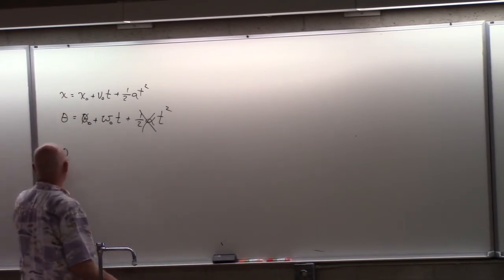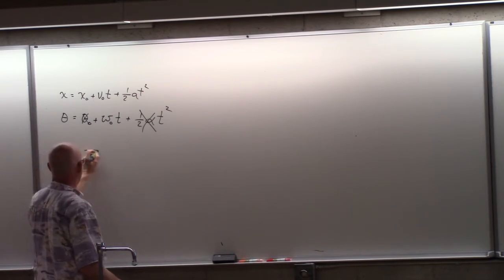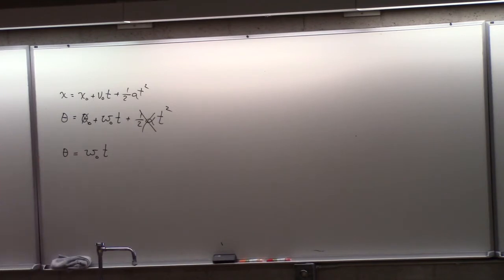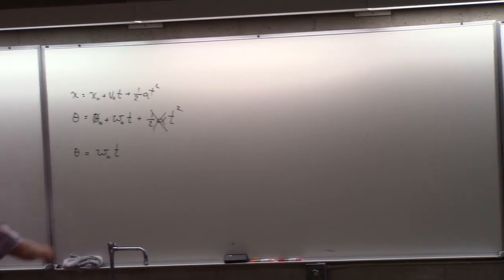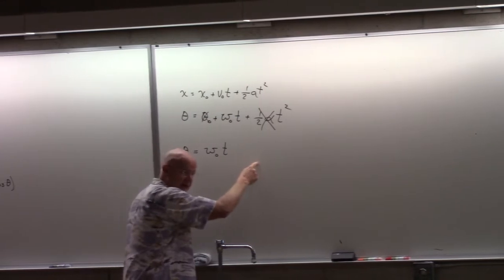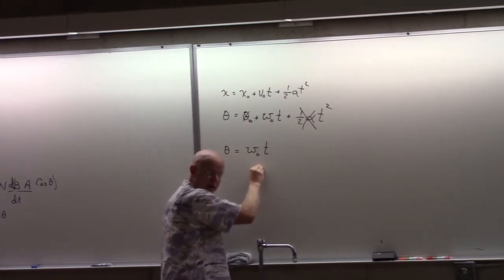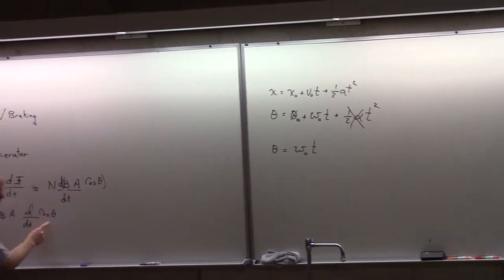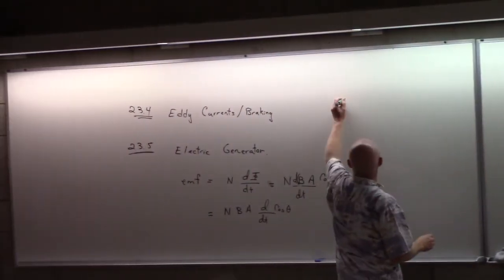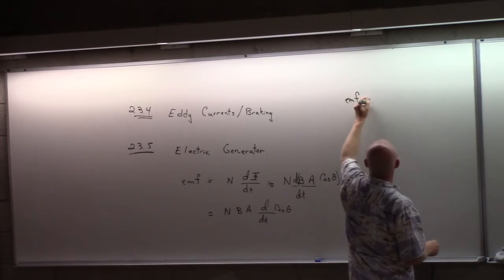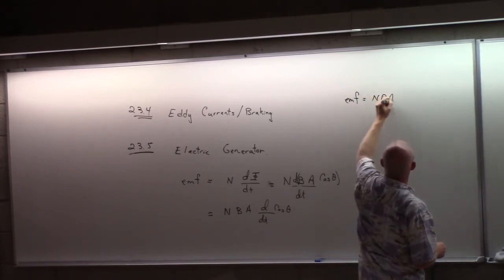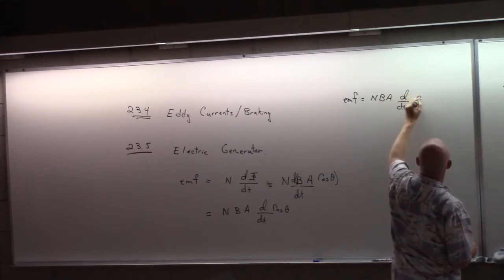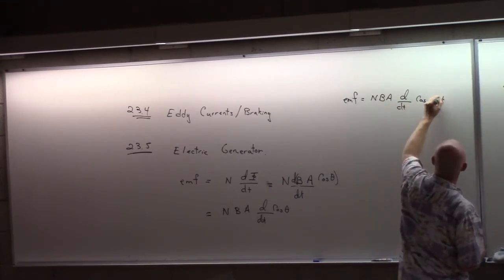So we actually have a very simple equation for the angle based on time. It's just omega times t. Just like you would have distance equals velocity multiplied by time, here we have angle equals angular velocity multiplied by time. I want to take advantage of that and put that right here. And so this is saying the EMF is equal to NBA, and now I'll have the derivative with respect to time of cosine omega naught t.